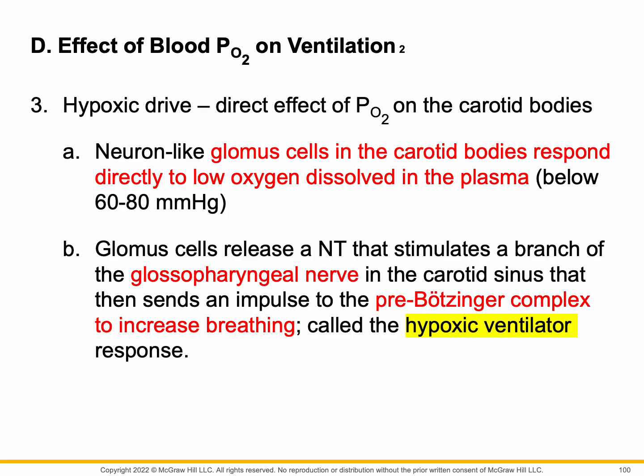Partial pressure of oxygen in blood affects ventilation. When we talk about the hypoxic drive, there's a direct effect of partial pressure of oxygen on the carotid bodies. Glomus cells, located primarily in the carotid bodies, are the central detectors for low blood oxygen, for hypoxia, and play a critical role in the hypoxic drive, the mechanism that increases ventilation when arterial oxygen falls.